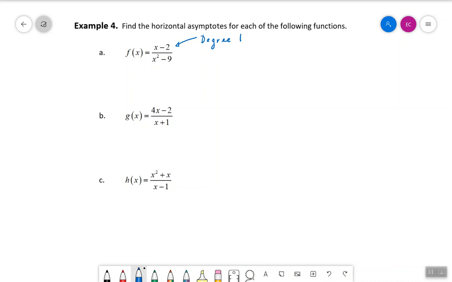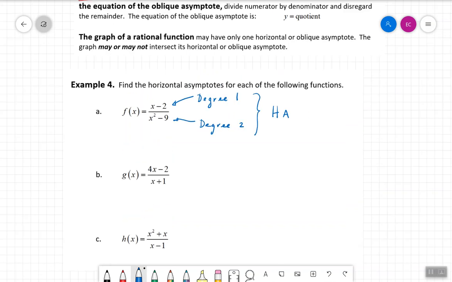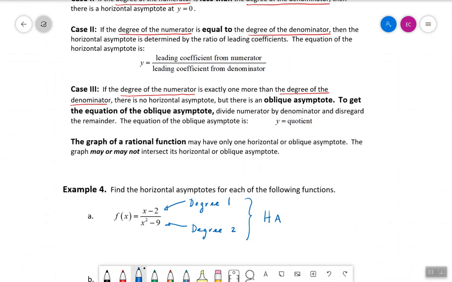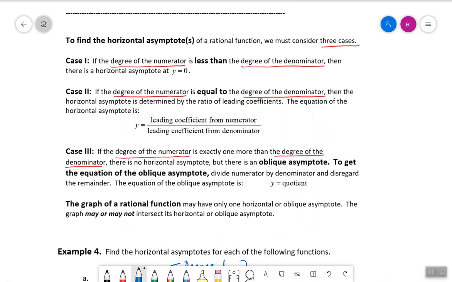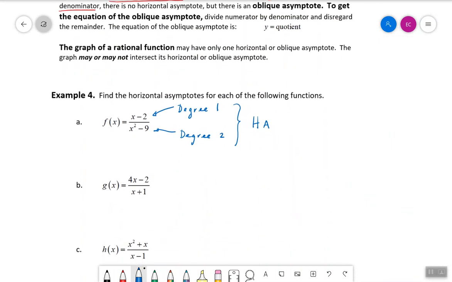I bet you said 1. The degree, you know, is the highest power on the variable x. In the numerator, degree 1. In the denominator, degree 2. Let's back up for just a moment. Notice the degree of the numerator is less than the degree of the denominator. So we're in case 1. If the degree of the numerator is less than the degree of the denominator, there's a horizontal asymptote at y equals 0.